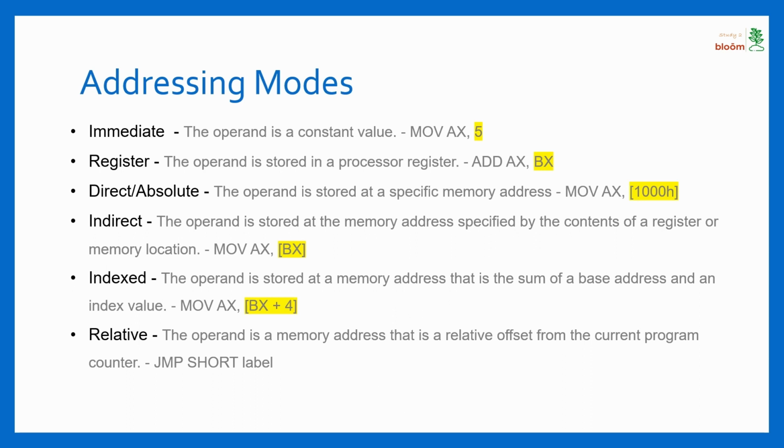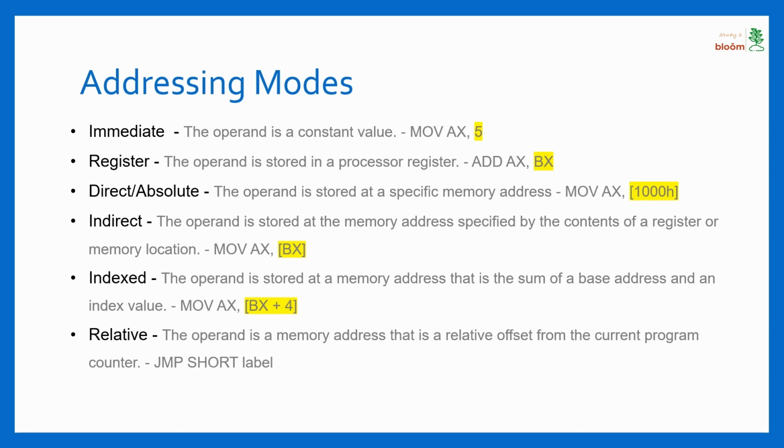When we were discussing mnemonics, we came across the mnemonic load AX, within brackets 100,000. You would be wondering why we have used brackets. Well, there are different addressing modes used in mnemonics. If we use a constant value for the operand, it's called immediate addressing mode. But instead of this 5, if we use a register name, it's called register addressing mode. So the operand is stored in a processor register.